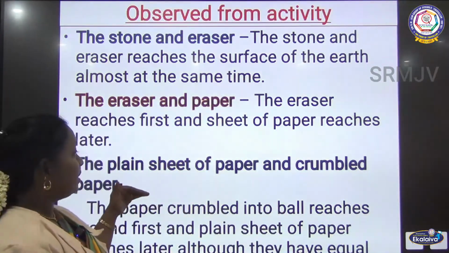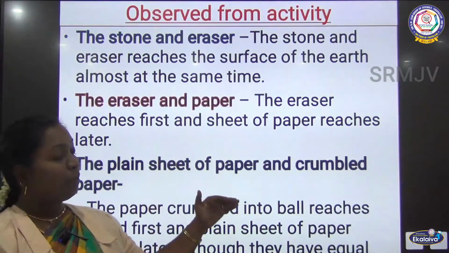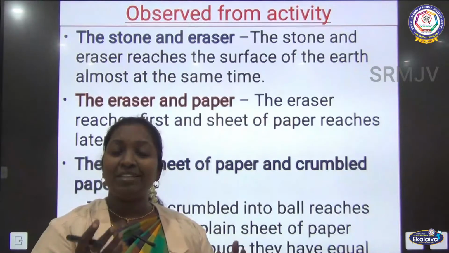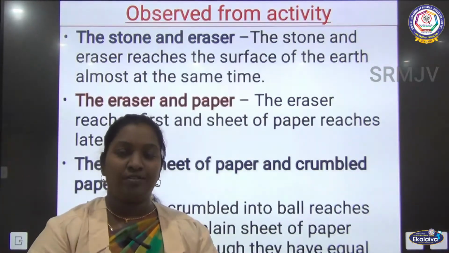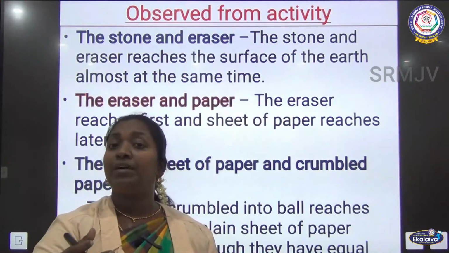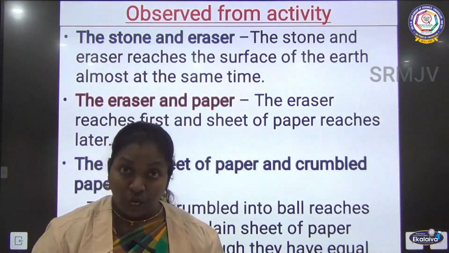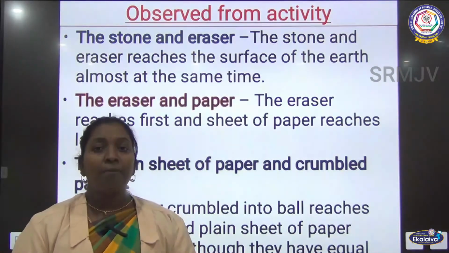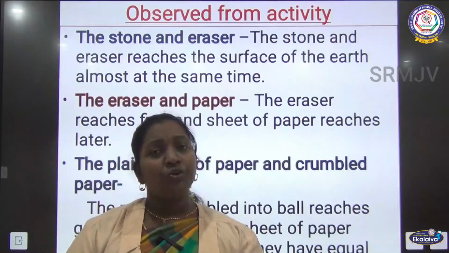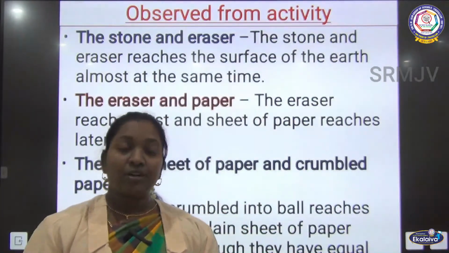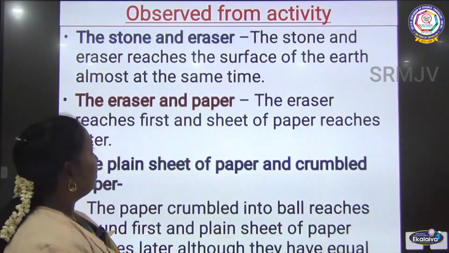Next, the third activity, the plain sheet of paper and the crumpled paper. Both are paper only, but what is the difference? One is crumpled like a ball, isn't it? When it is thrown up, what will happen? Even though both have equal mass, the crumpled paper reached the ground first, followed by the plain sheet of paper. Do you know the reason for this difference in reaching the ground? That we are going to learn through this.